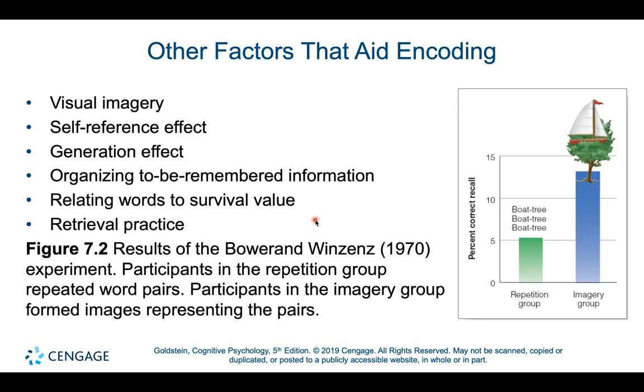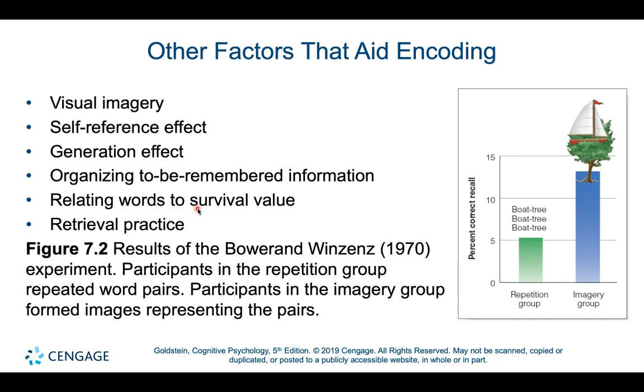There are other factors that can impact encoding of information, and they sort of bounce around between a couple different types. We have depth of processing, which would be like the self-reference effect. So refer it to yourself. It creates deeper processing, relating it to, interestingly, survival value. So how relevant is this word to your survival?